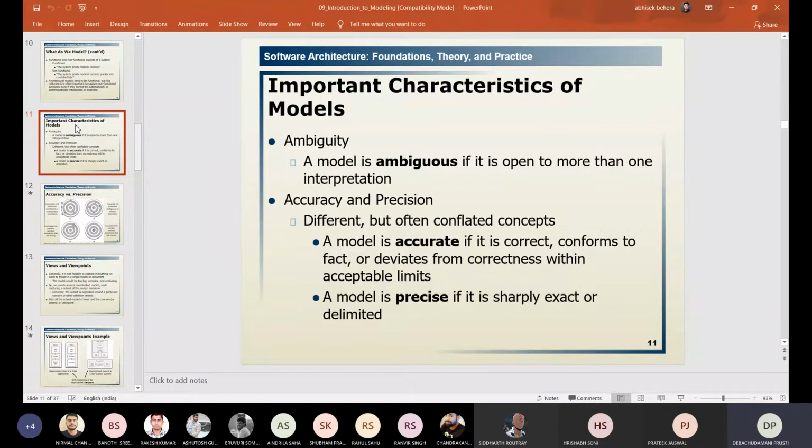And a model is precise if it is sharply exact and delimited. There are no limits or constraints we are applying in the model, and it is sharply exact, very straight. It will provide very pinpointed output.